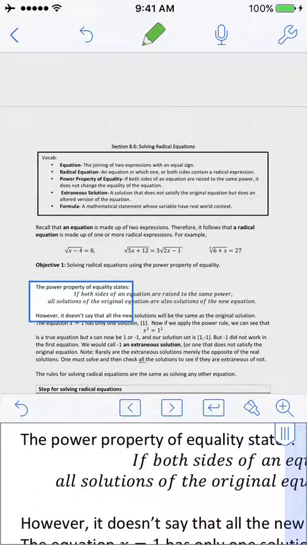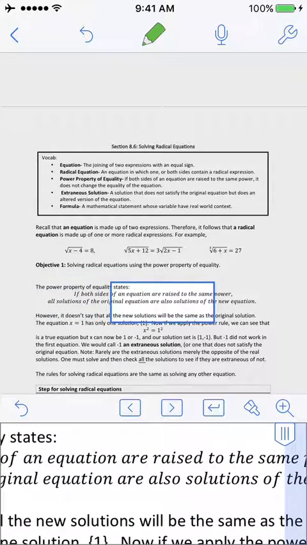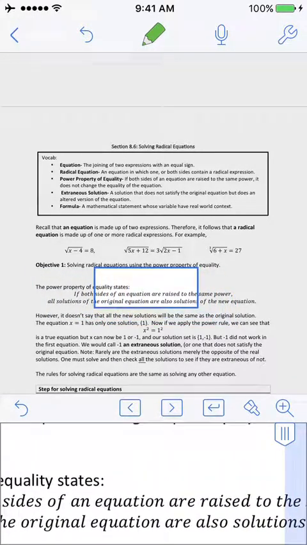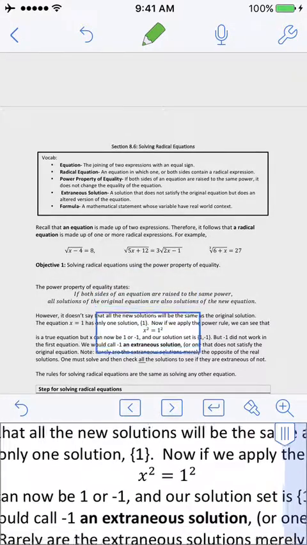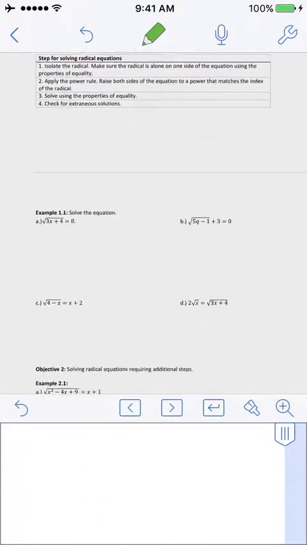The new power rule we're going to use is called the power property of equality. It's very, very similar to addition and subtraction and multiplication and division. It says you can take a power to both sides, and it's not going to change the original equation. It's not going to change the equality of the equation. You just have to double check for extraneous solutions. So let's go ahead and try a few of these out.